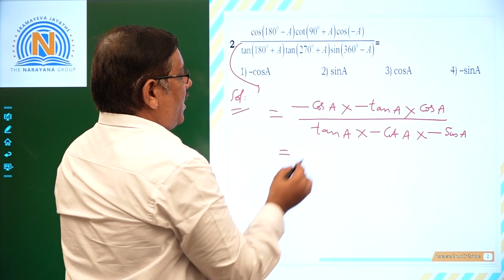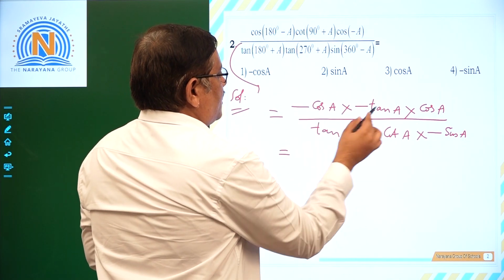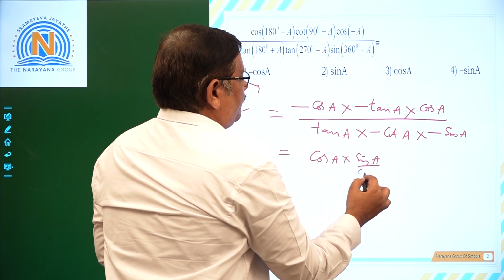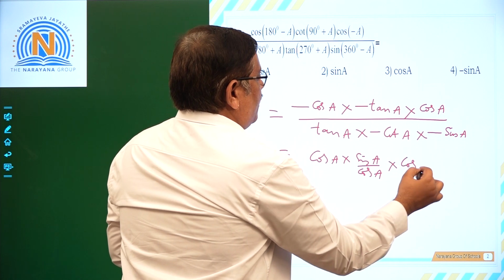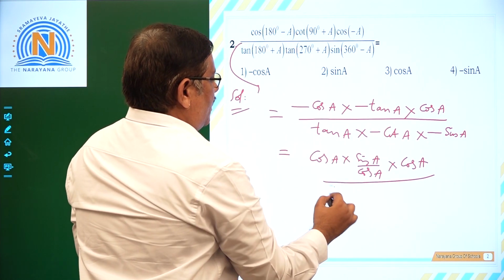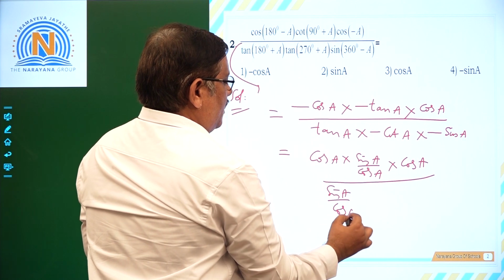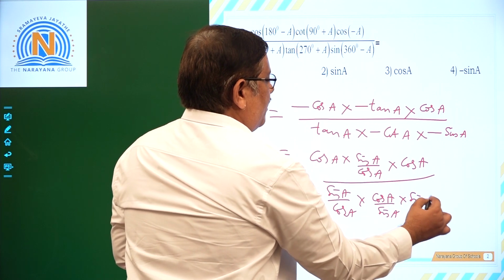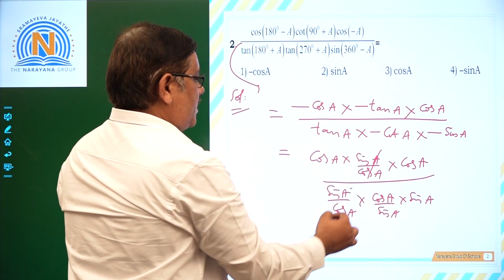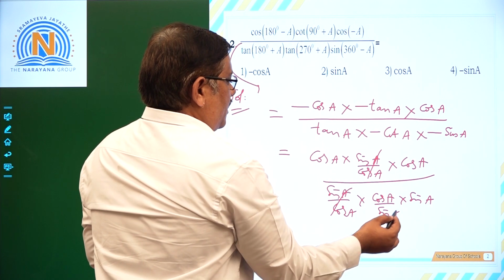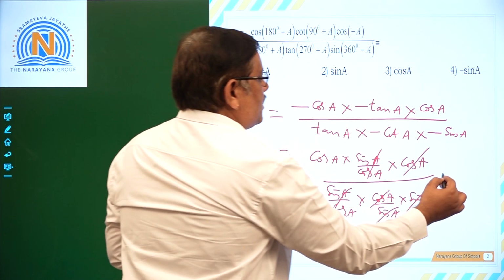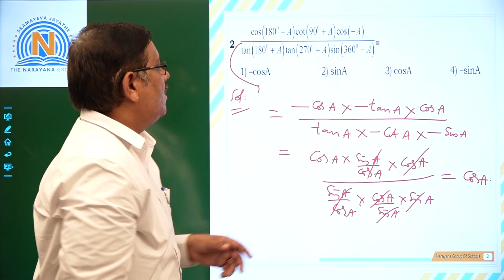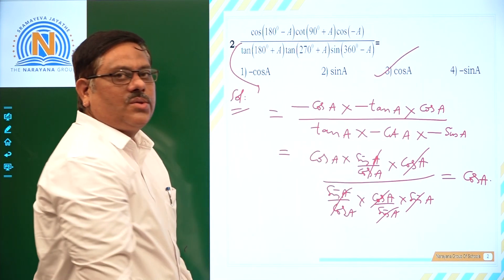Fine. Now if you simplify, this is nothing but cos a into tan a, which is sin a by cos a, into cos a, all will be positive. This is sin a by cos a into cos a by sin a into sin a. Now look at the cancellations. These two will cancel. Next, here this sin a cancels, cos a cancels. What is remaining? Cos a is remaining. So the final answer is cos a, which is the third option for us. So that is the right answer.